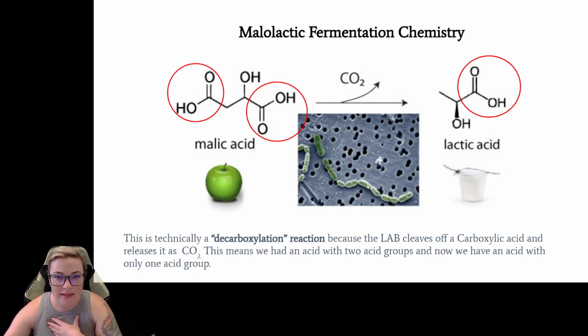It's taking this compound that has 2 acid groups, and it's cleaving off one of the ends and releasing carbon dioxide, and then creating a compound with 1 acid group on the end, right? So that is the difference. And then the sensory effects are very different, and it's better for the wine all around. Cool.